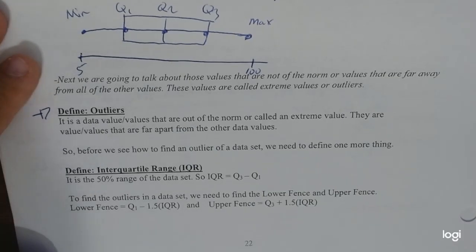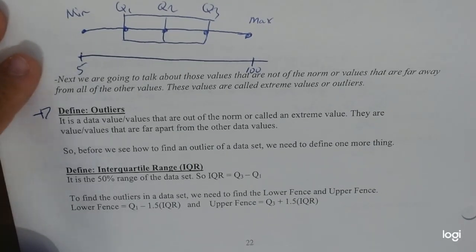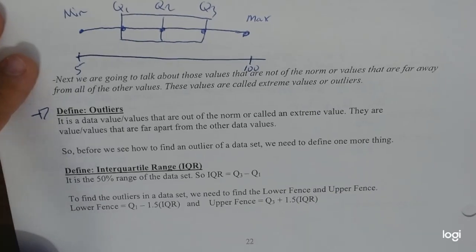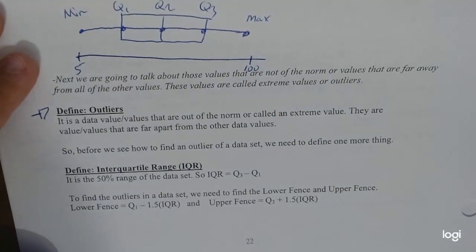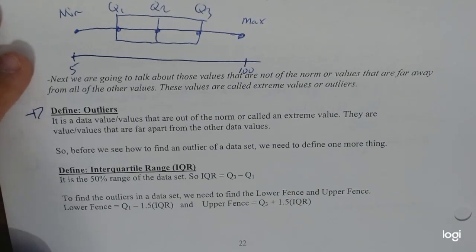So let's talk about the outliers. An outlier is a data value or values that are out of the norm, also called extreme values. They are values or value sets that are far apart from the other data. And the question is, how do we know if a data value is an outlier or not? How far apart does it have to be?